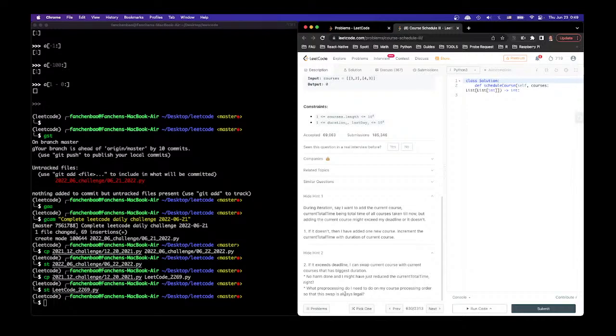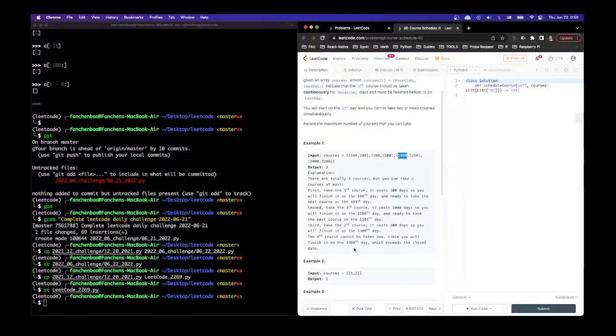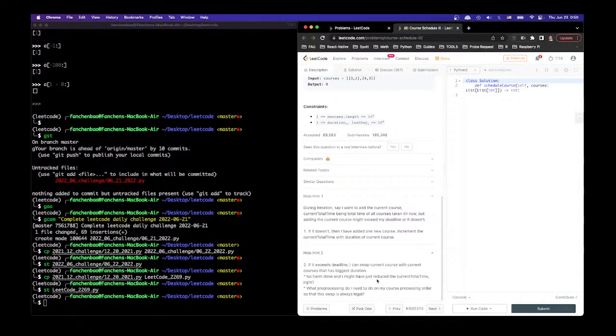This means the second one is the longest. No, wait, the first one is the longest. What? If it exceeds the deadline, has the biggest duration. Why would you want to swap the class with the biggest duration? I might just reduce the current total time.